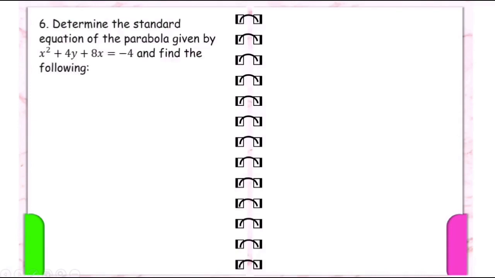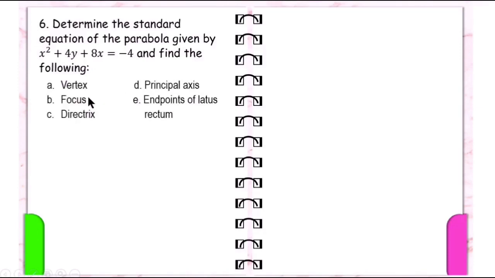Let us have another example. Number 6. Given the general equation of the parabola x squared plus 4y plus 8x equals negative 4, find the vertex, the focus, the directrix, the principal axis, and the endpoints of latus rectum. Same process with number 5.